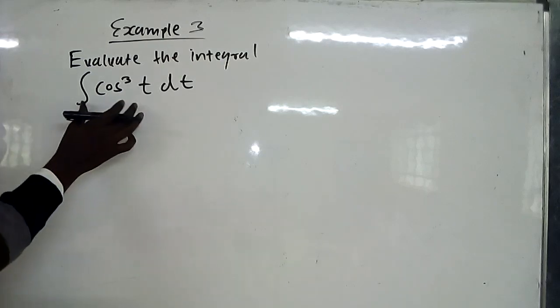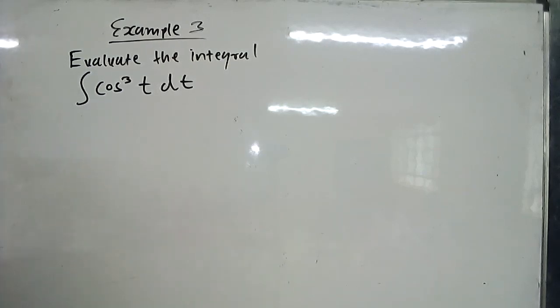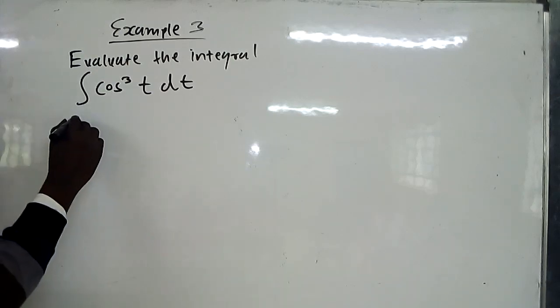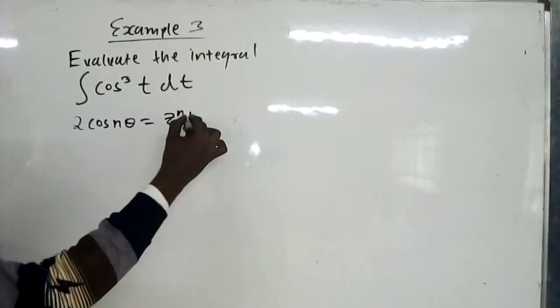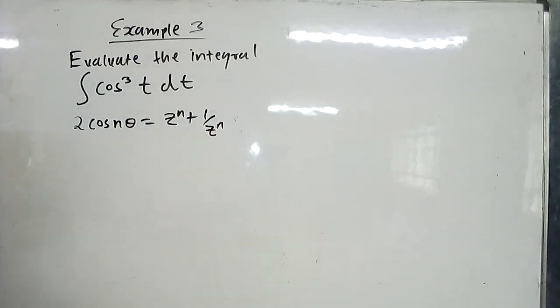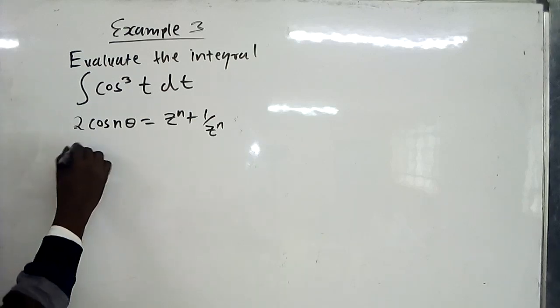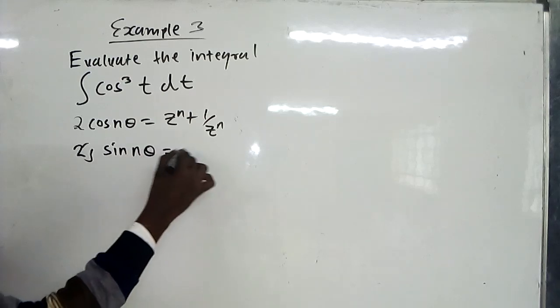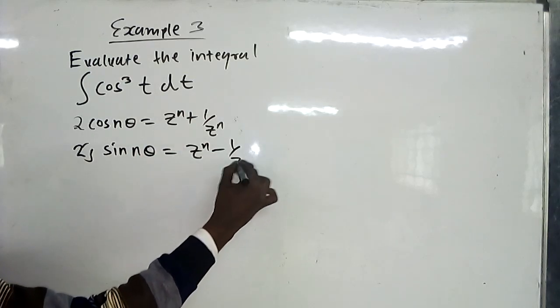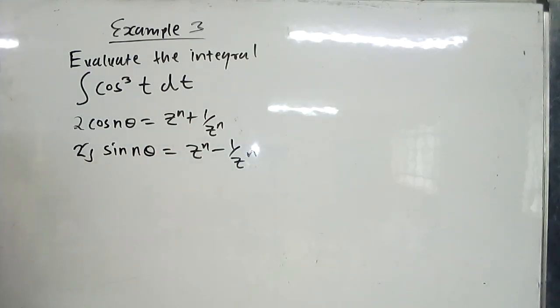So if you're told to evaluate the integral of cos cubed t dt, you use De Moivre's theorem to get rid of power 3, okay? So from De Moivre's theorem, when you have 2 cos n theta, that is z^n plus 1 over z^n, then if you have 2j sine n theta, it is the same as z^n minus 1 over z^n.